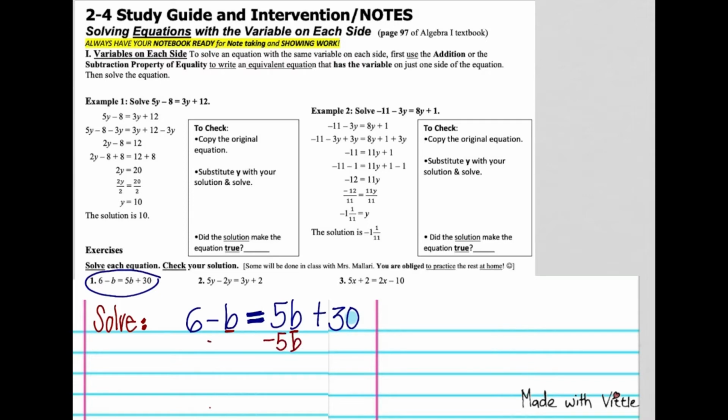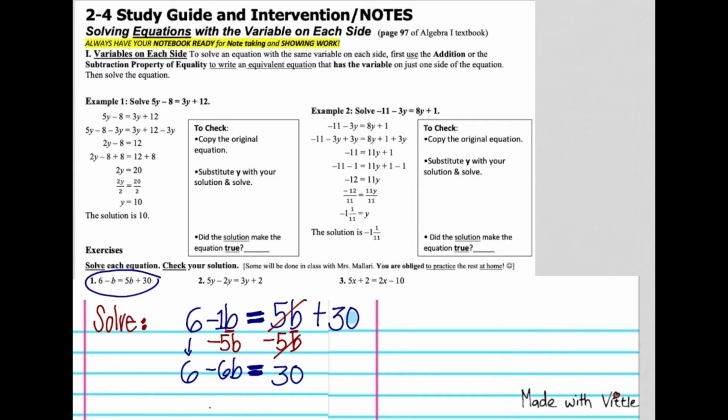Do the same thing under this b. So minus or plus negative 5b. What remains on the right side of this equation is that positive 30, so bring it down. On the other side, you have to combine the negative 1b with the negative 5b, which is going to be negative 6b. Then bring down the rest of the expression. Now we have 6 minus 6b will equal 30.